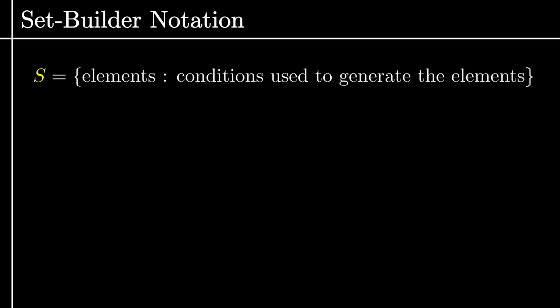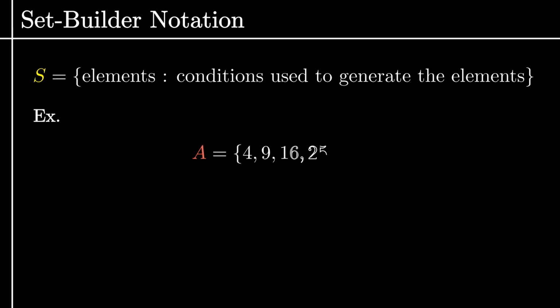For cases where writing sets in roster notation is impractical, mathematicians created another way of describing sets, called set builder notation. Set builder notation is a way of building sets based on some condition, rather than writing out all of the elements. The general form looks like this, where S is equal to the set of all elements satisfying some conditions, where this colon means such that.